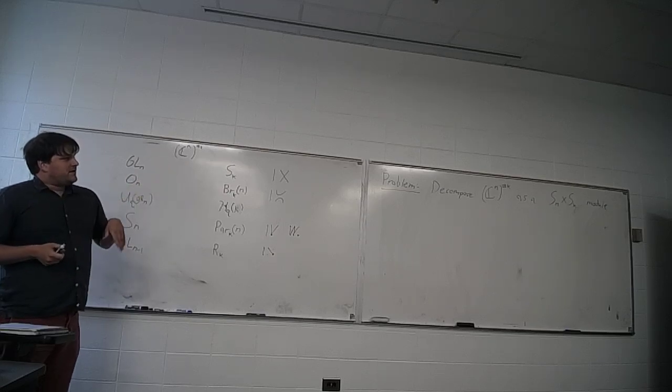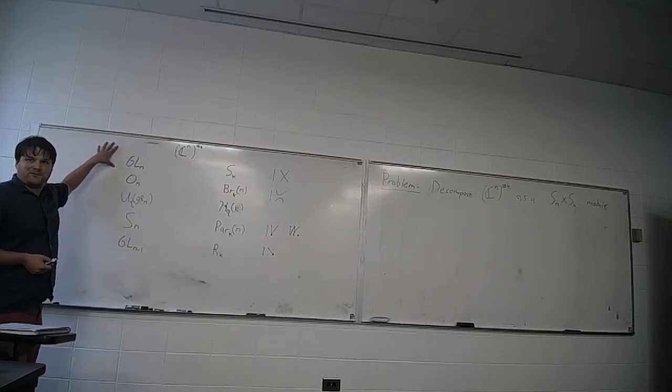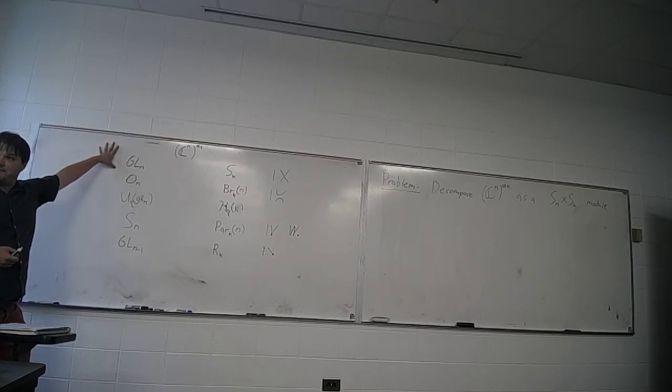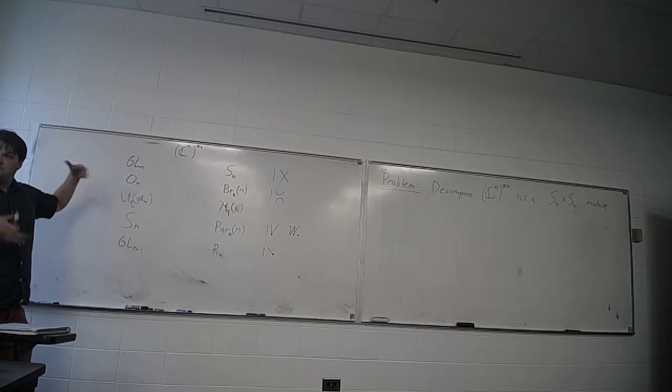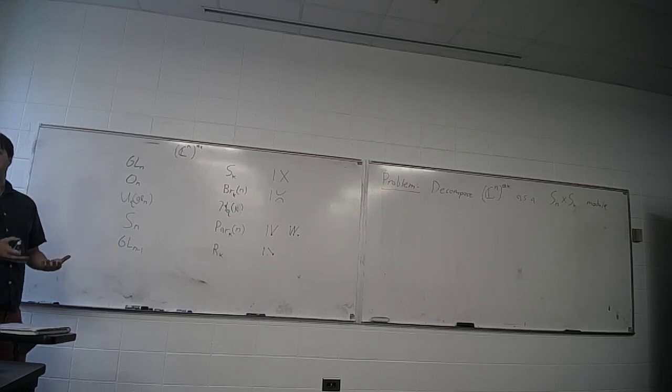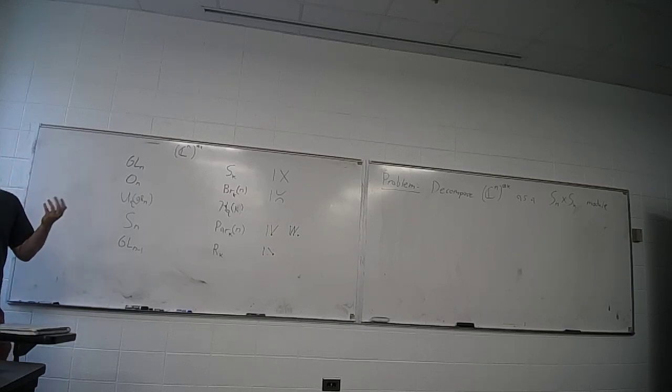So this problem is equivalent to understanding how to restrict an irreducible representation of GLN to the copy of the symmetric group Sn sitting inside it. And so we have some multiplicities arising, and we don't understand those. This is called the restriction problem in combinatorial representation theory, and it's hard. We don't know the answer.